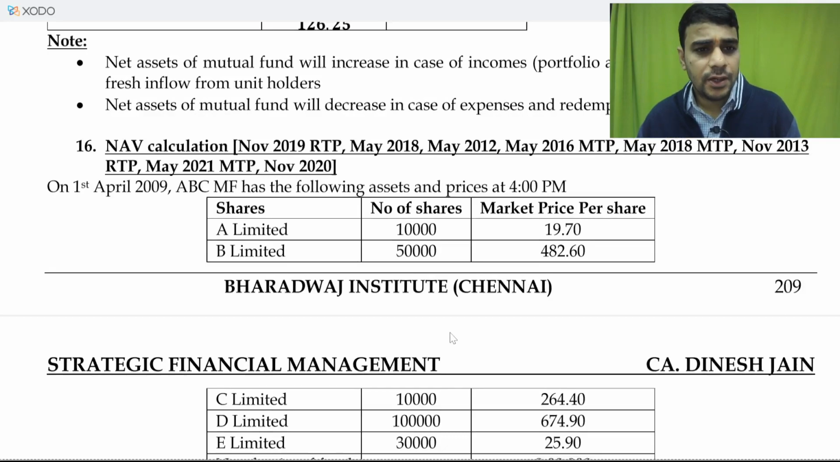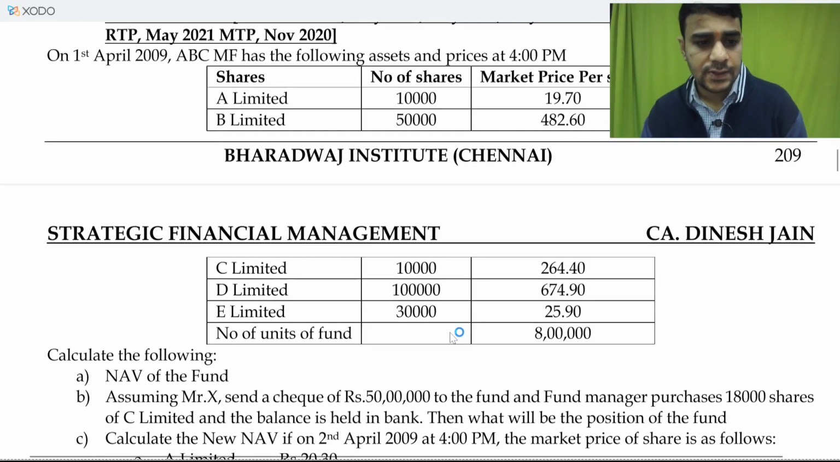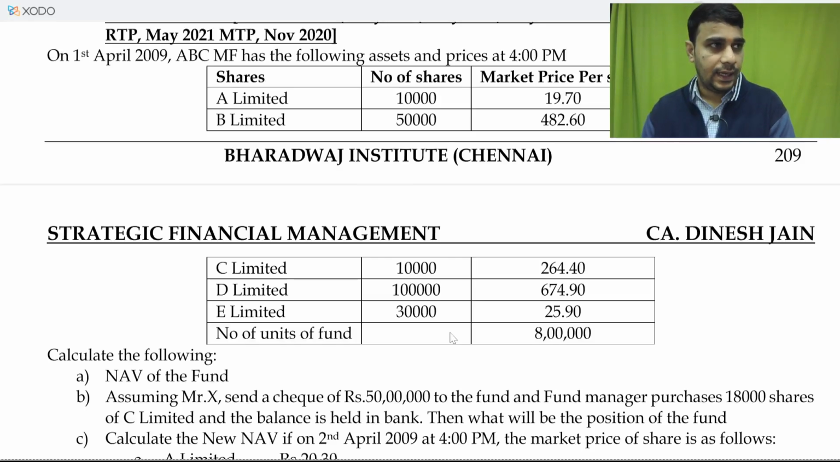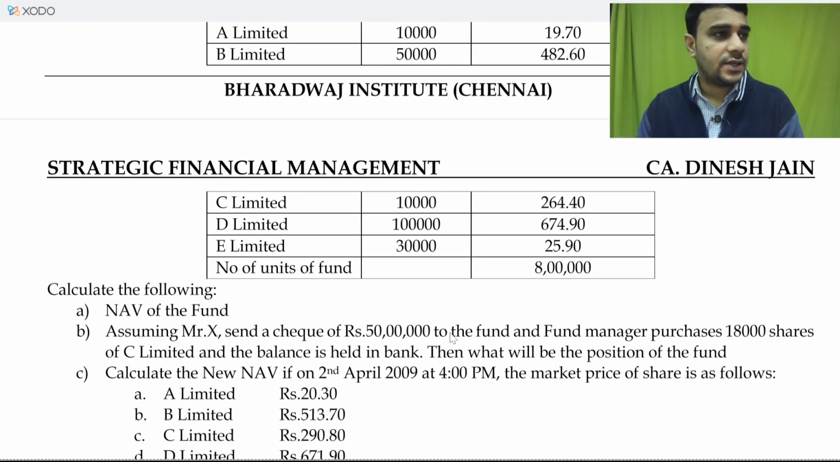On 1st April 2009, it had the following assets and their prices at 4 p.m. is given below. Multiple shares are there, their prices, and number of units. NAV of the fund is basically, you will first calculate the overall net asset value of the fund and divide by the number of units and get NAV per unit. Assuming Mr. X sends a check of 50 lakh, what will happen? And calculate the revised NAV if there are changes in prices.